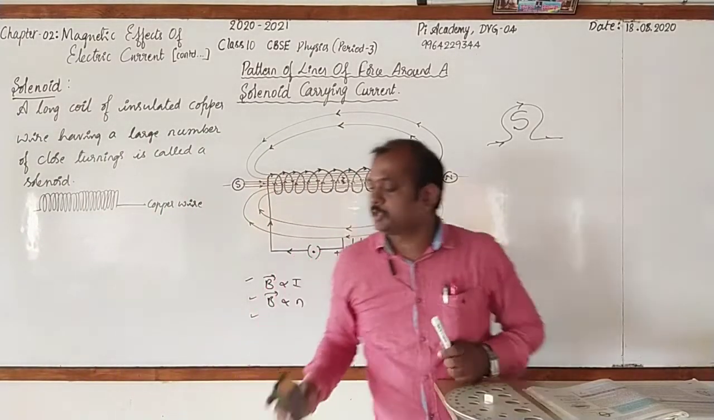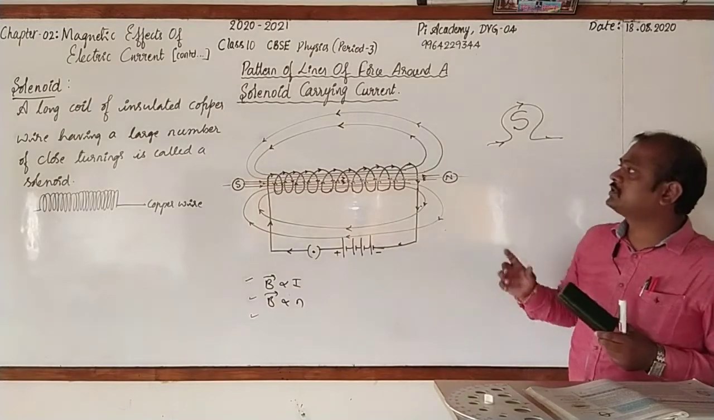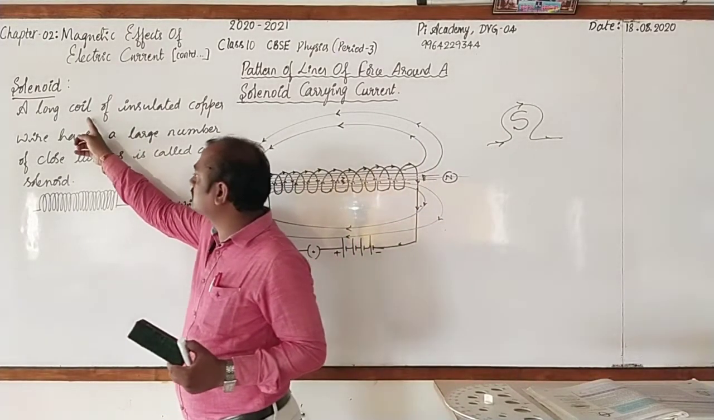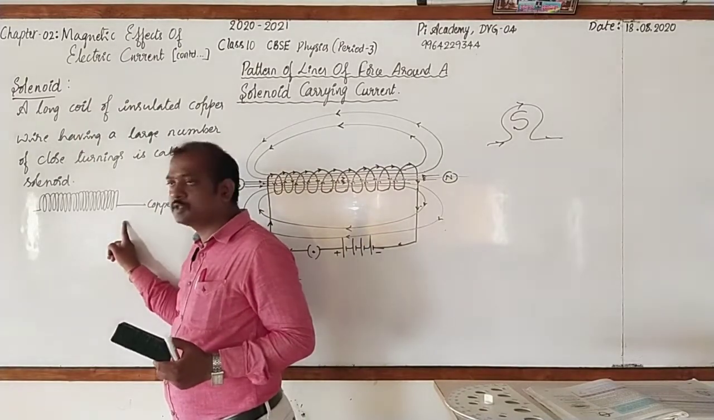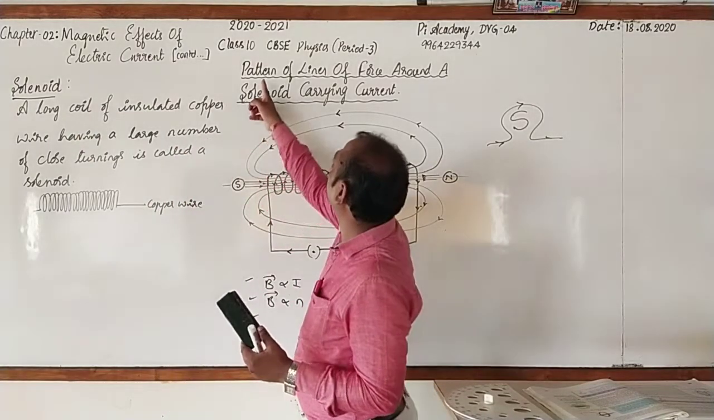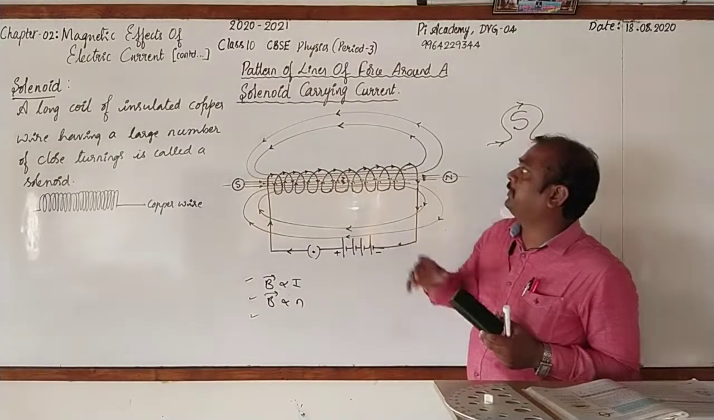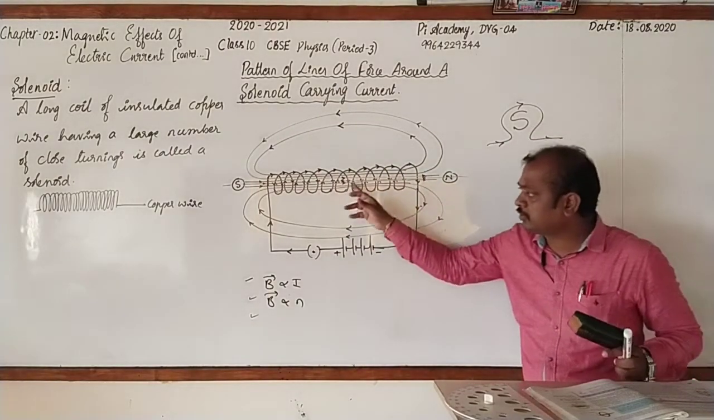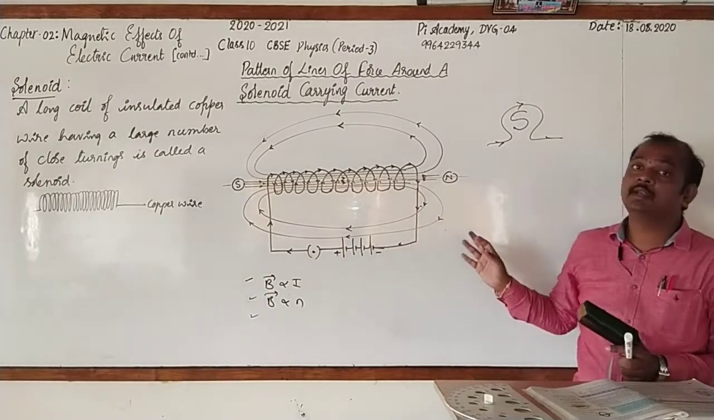There are some important characteristic features of field strength. Now let me explain that. Please write the definition of a solenoid, then draw this figure, then write under this heading: pattern of lines of force around a solenoid carrying current. Draw this figure and also label it.